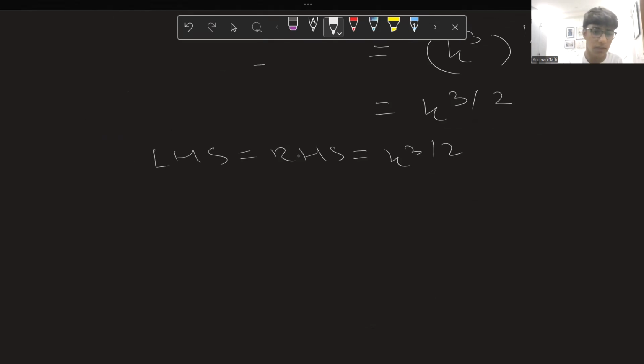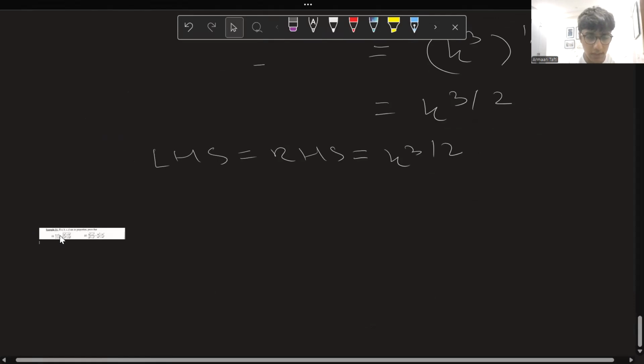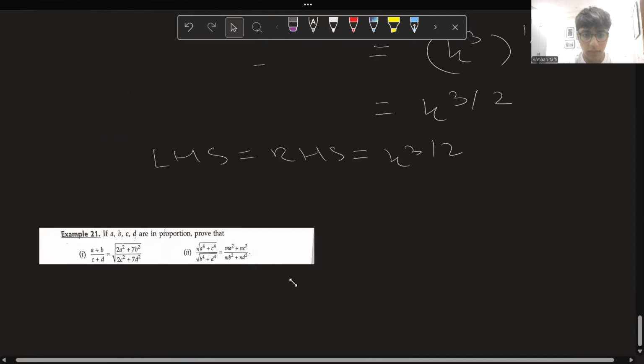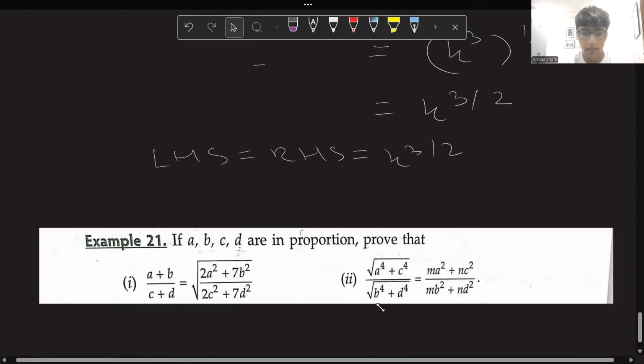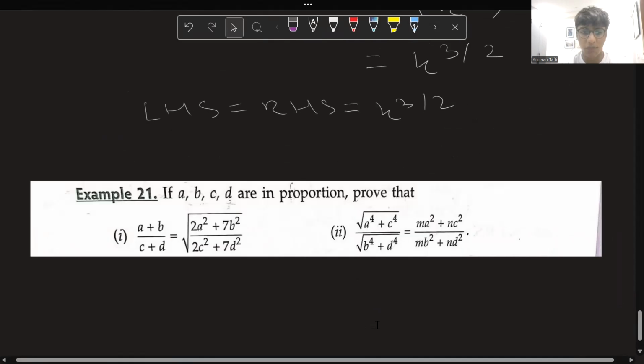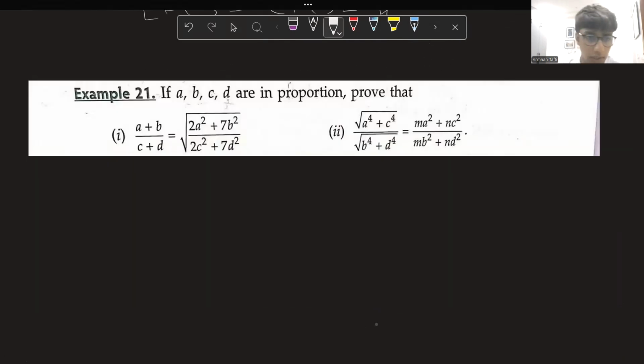Okay, there are two parts here. Again, slightly complex looking, but nothing too difficult, I would say. A, B, C, and D are in proportion, so we have to prove something. Let's start with part one. Now we can move slightly faster. And okay, over here for the first time, we've been exposed to them being just in proportion, not in continued proportion.